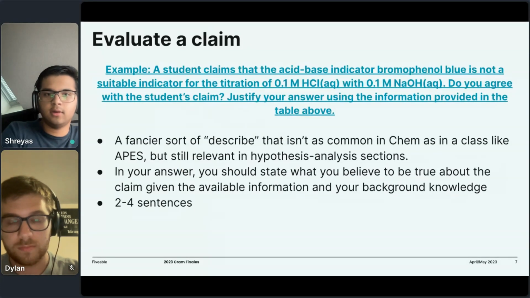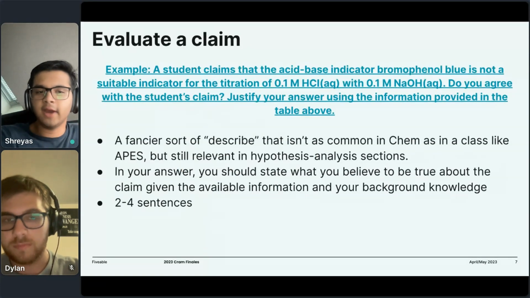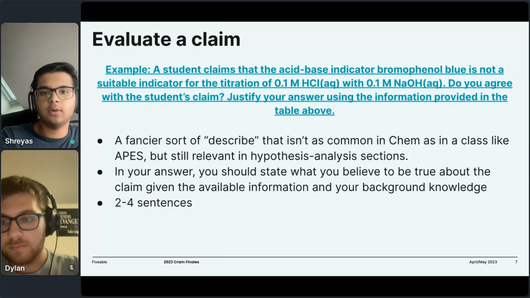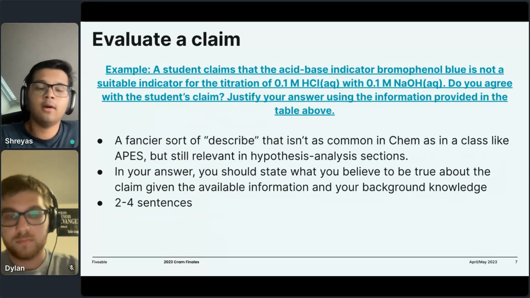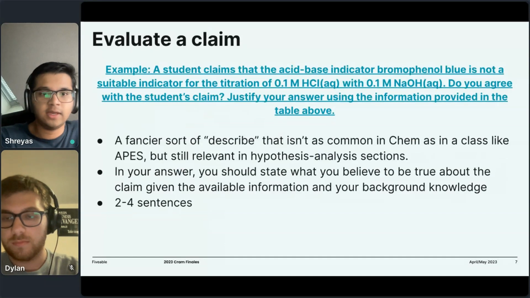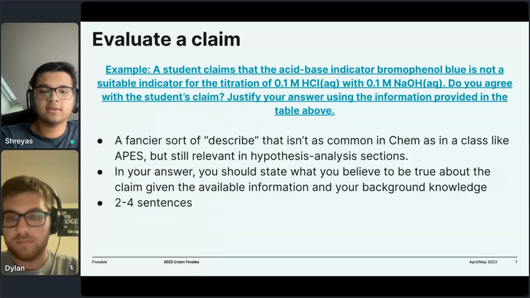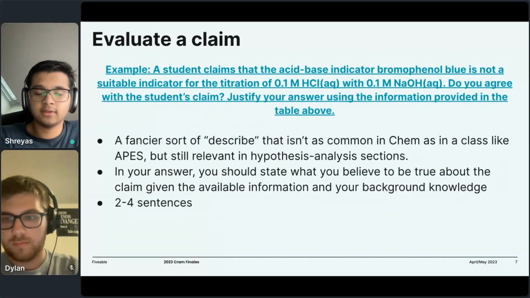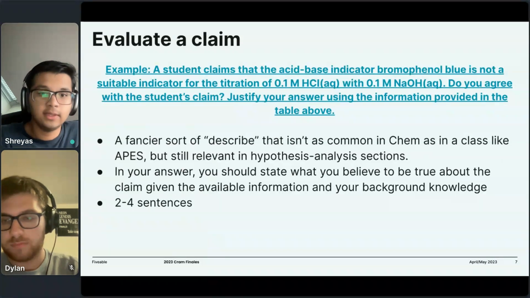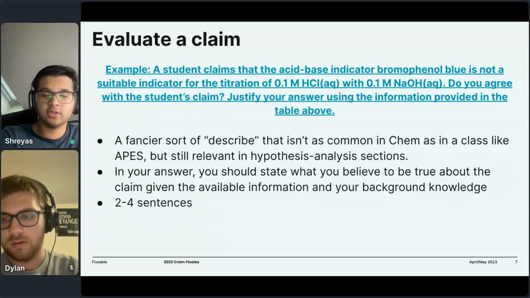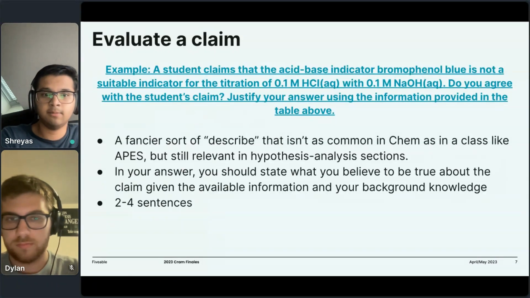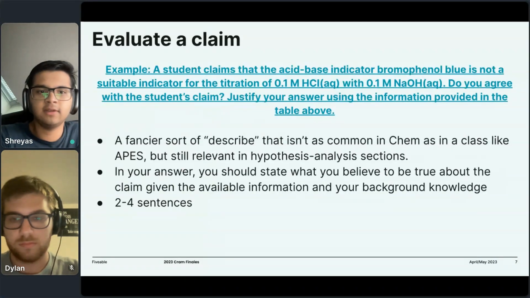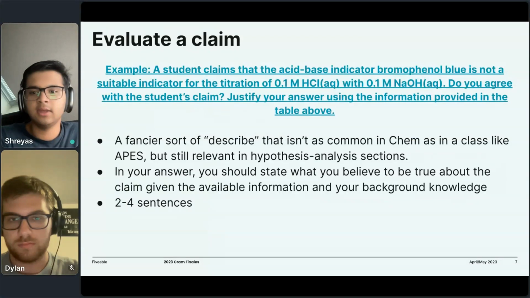And our next question type would be evaluating a claim. Sometimes they'll include questions where they say a person claims X, Y, and Z, and they'll ask you whether you agree or not with the claim. Usually you need to justify your answer using information that they provide to you. They won't specifically say evaluate a claim, but this is a type of question they'll include.